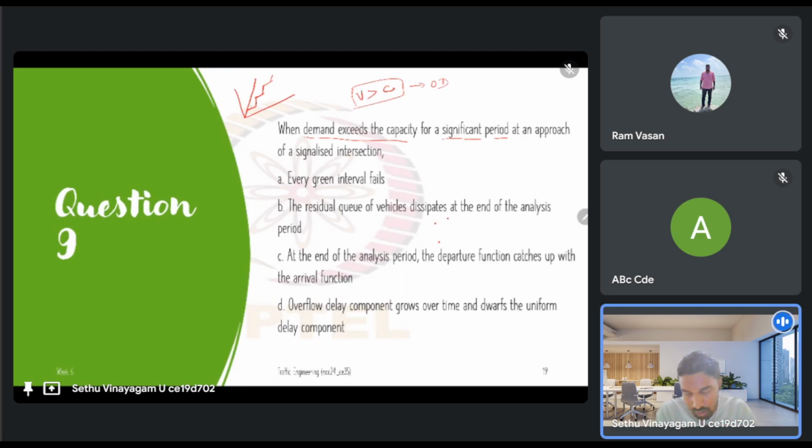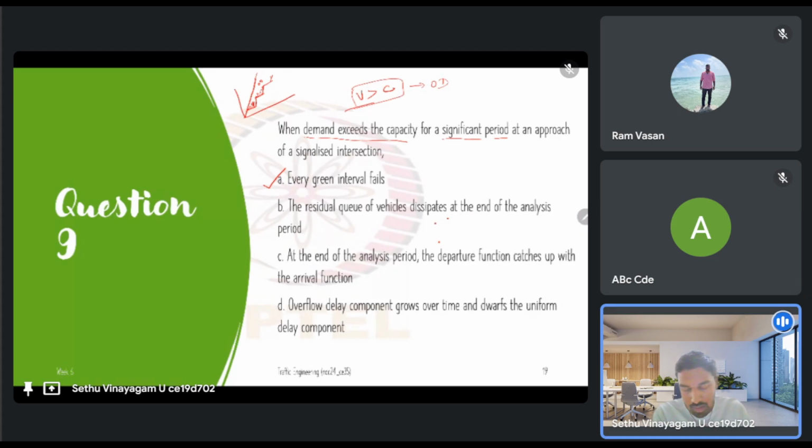So as we saw, there will be a constant uniform delay component, and then there will also be an overflow delay component, and this overflow delay will keep on growing, right? So as long as this condition exists, the overflow delay will keep on growing. Therefore, every green interval will fail, right? We are looking at successive intervals. Failure means the queue is not fully dissipated, right? So that's what we call the failure.